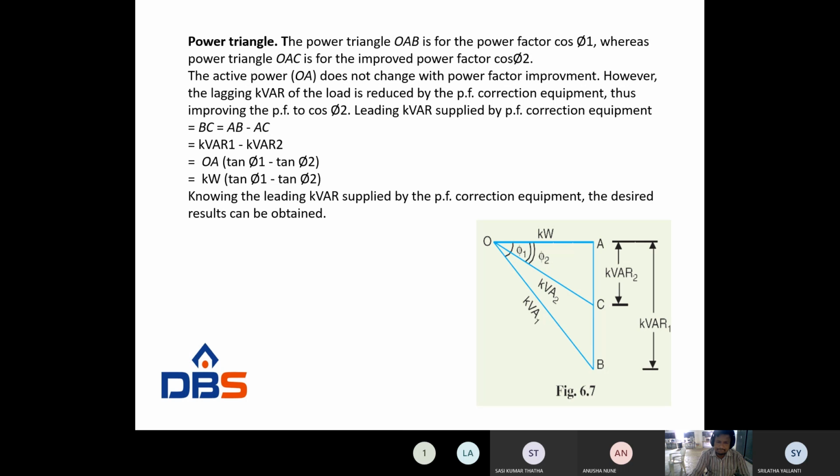So this is the power triangle, that is active power, reactive power 1, reactive power 2, apparent power 1, apparent power 2. That means, to find out the BC value, that is kVAR1 minus kVAR2, that is kilowatt into (tan phi 1 minus tan phi 2).